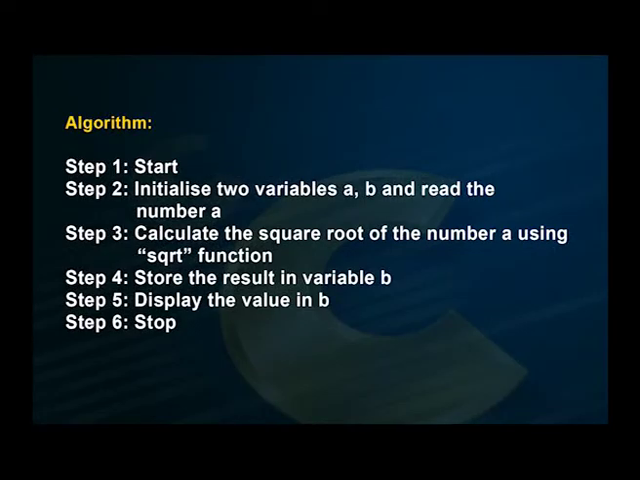Step 1, start. Step 2, initialize two variables a and b and read the number a. Step 3, calculate the square root of the number a using sqrt function. Step 4, store the result in the variable b. Step 5, display the value in b. Step 6, stop. Now let us go through the implementation of this algorithm as a C program.